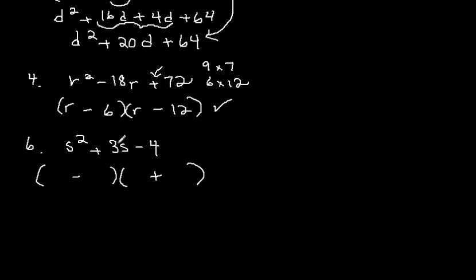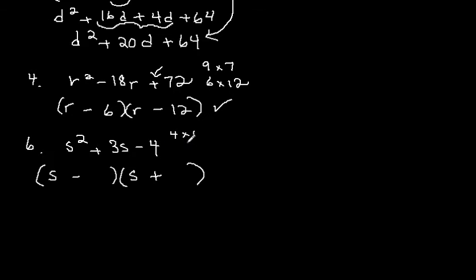So we say, what times what gives me s squared? s and s. What times what gives me 4, and when I subtract them, I'm going to get 3? So we think of our factors, 4 times 1, or 2 times 2. This one's a little bit easier.